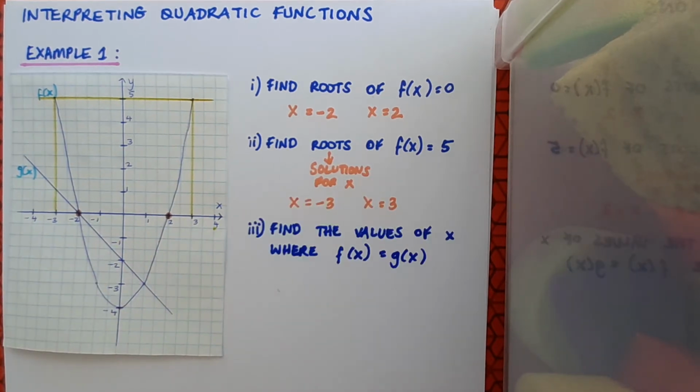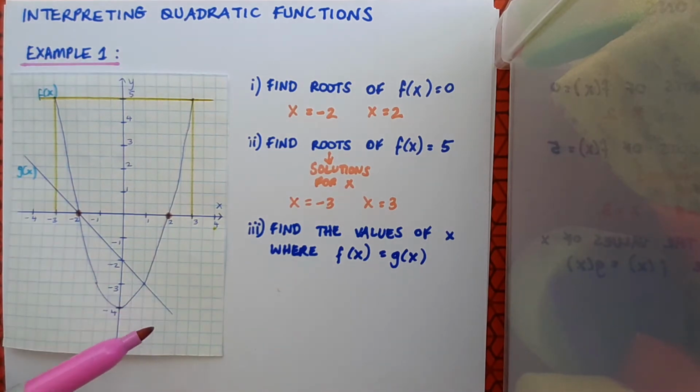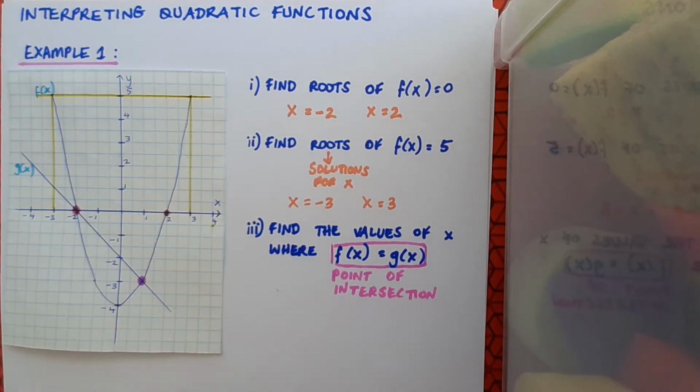The next part of the question asks us to find the values of x where f of x equals g of x. Now, f of x is the curve and g of x is the line. And f of x equals g of x just means where are f of x and g of x in the same place. So I'm looking for their point of intersection. And it's just the x bit of this that I want.